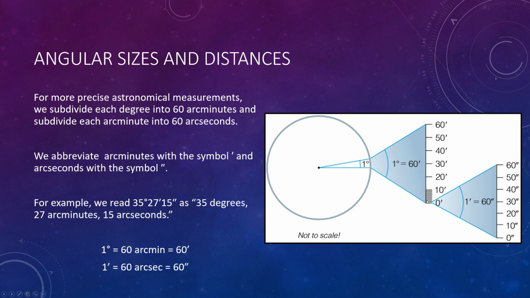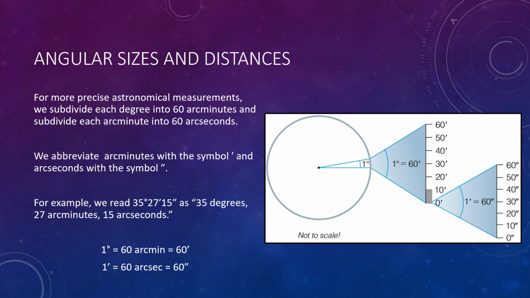But if we're doing really precise measurements, you can also divide a single arc minute into an arc second, which is represented by a quote or two apostrophes. So this allows us to make very precise measurements. So we have degrees. We divide that 60 times to get an arc minute, but then we can divide that arc minute 60 more times to give us an arc second.